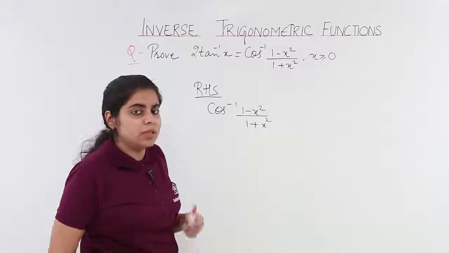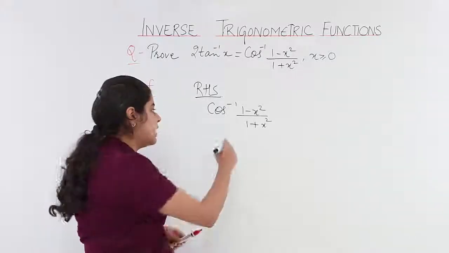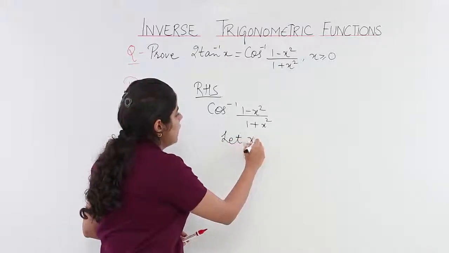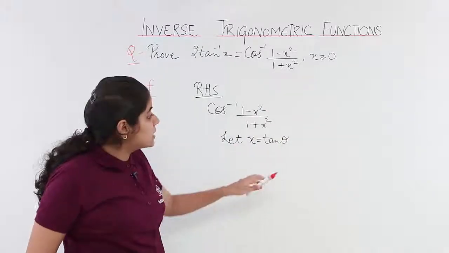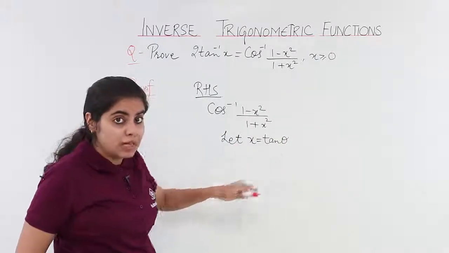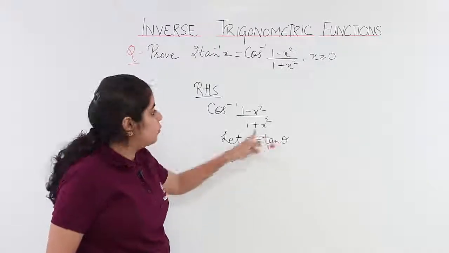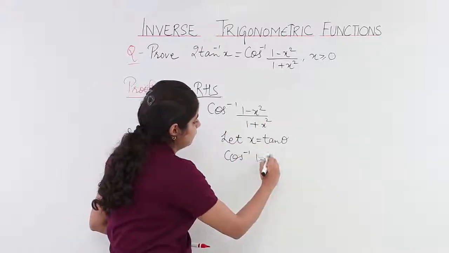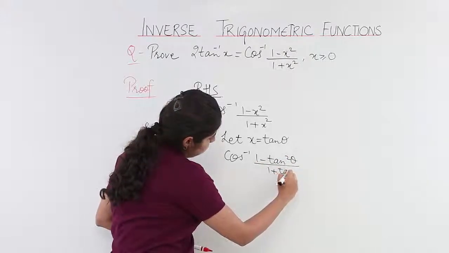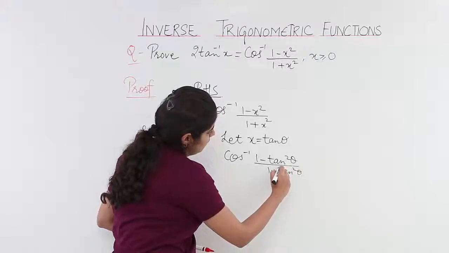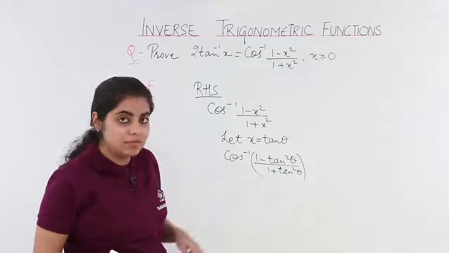Now, let me change this x. Let me substitute the x for something else. Let x is equal to tan theta. If x is equal to tan theta, what do we have? We have cos inverse changed to (1 minus tan square theta) upon (1 plus tan square theta). That means x is equal to tan theta, so you substituted the values.